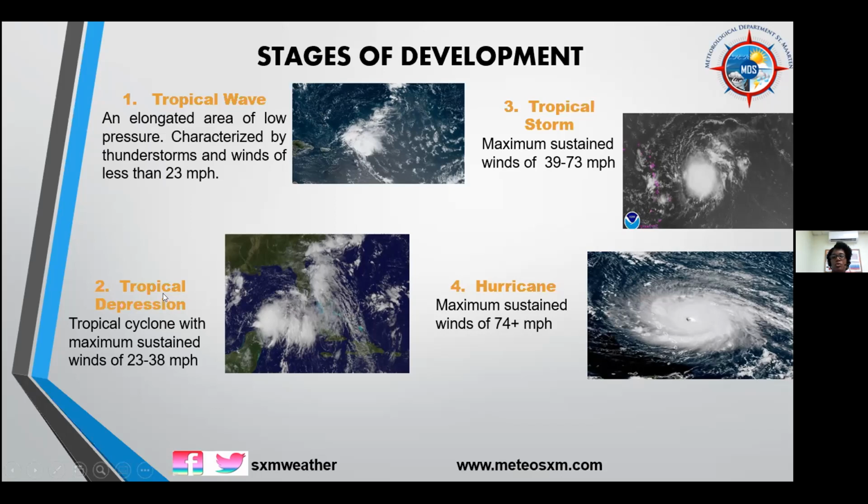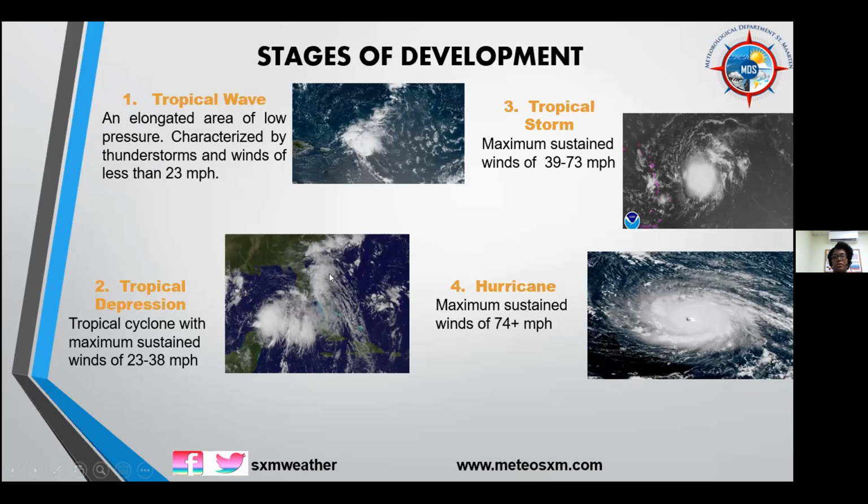and it will then move to the second stage, which is a tropical depression, where the winds will now be above 23 miles per hour, about 23 to 38 miles per hour. That is what you call a tropical depression. So the wind speed increases, and the thunderstorm and the rainfall associated with it will increase. You will see in the satellite image that it looks a little better organized than the tropical wave. So these are the different stages.